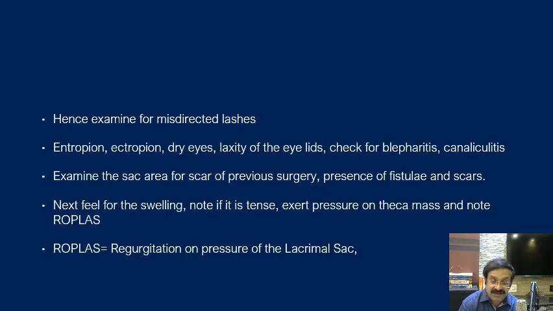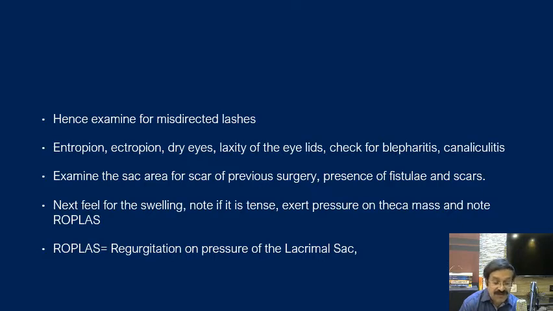Laxity of the eyelids, in which case it will be a lacrimation pump failure. And you have also to check for blepharitis and canaliculitis. Obviously, a good hint of the patient having canaliculitis is that you will have a pouting punctum and it will be mildly painful and red. Examine the sac area for scar of previous surgery and presence of a fistula or other scars. Now, scar of a previous surgery, that is the webbing of the scar, is a very common complication.